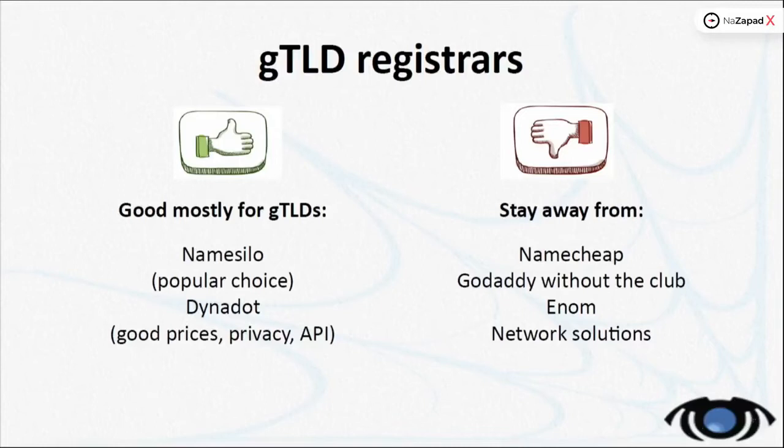So, the negative reviews: Namecheap, I don't like them, tons of problems historically with them. GoDaddy without the club is just like an upsell machine, so if you use GoDaddy, please use the Domain Discount Club. Enom and Network Solutions are like the dinosaurs of the domain industry, very old registrars with not such good service. And unfortunately, often when you buy domains from NameJet, they end up there, but that's life.